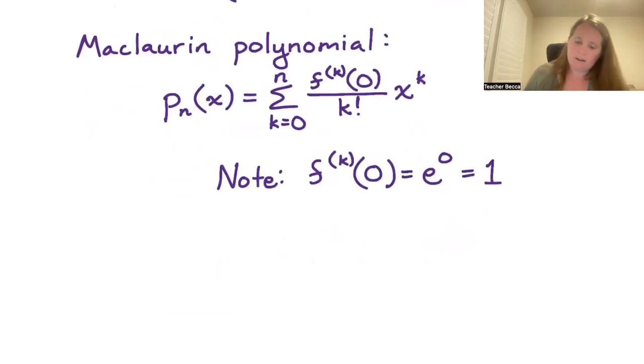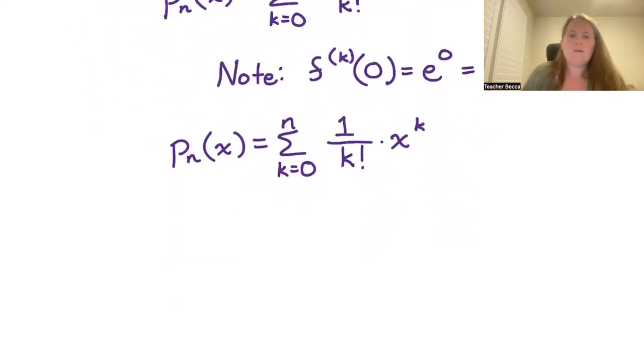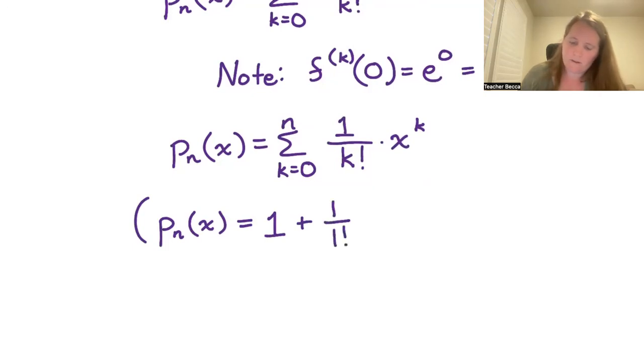And so this time we get that our polynomial is the sum from k equals 0 to n of 1 over k factorial times x to the k. Or in other words, the nth degree polynomial is just, we would have 1 when we plug in k equals 0. We'd have 1 over 1 factorial for k equals 1, so 1 over 1 factorial times x. Then add 1 over 2 factorial times x squared.